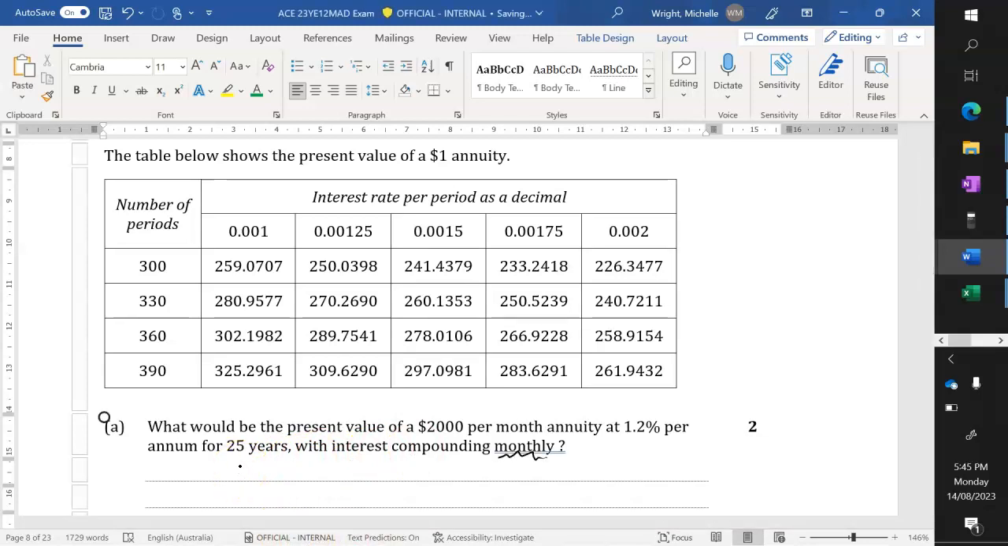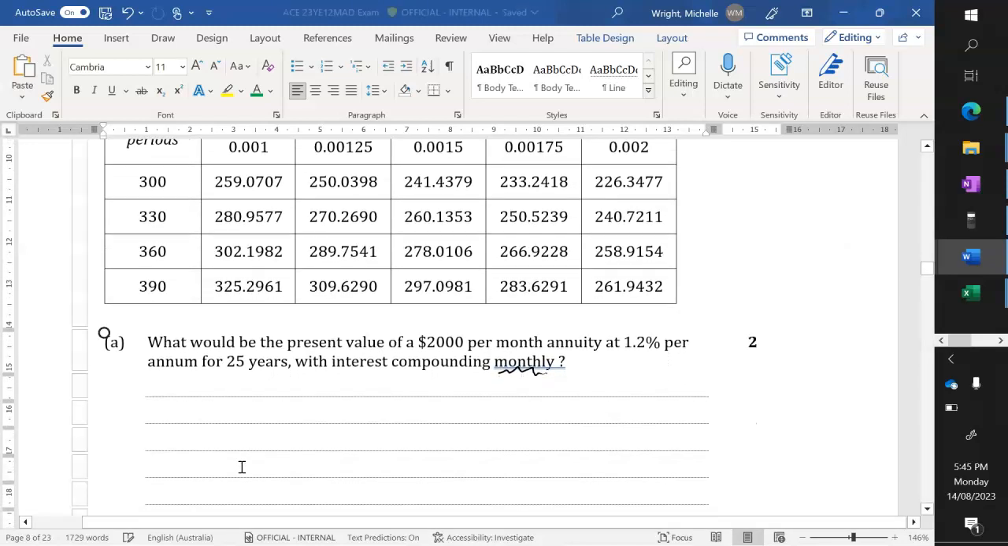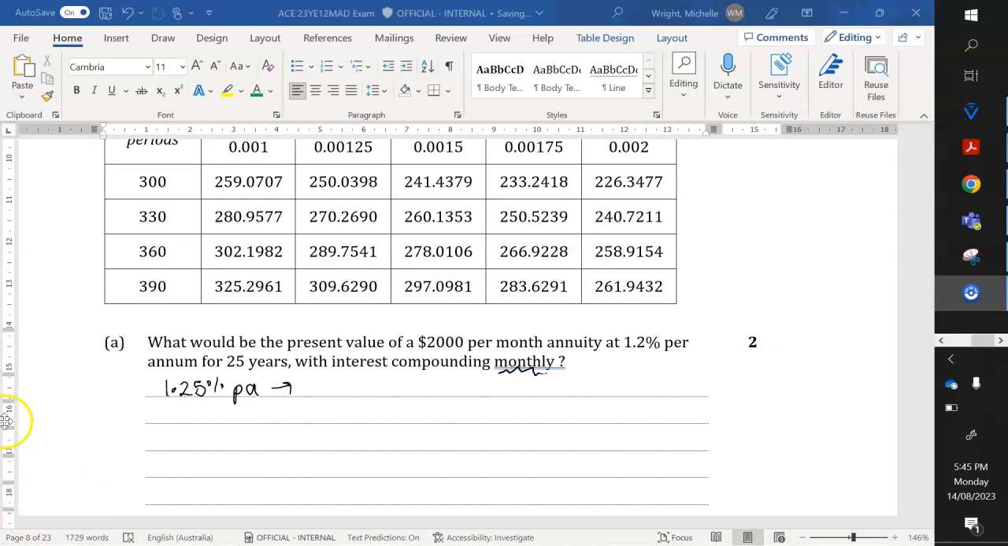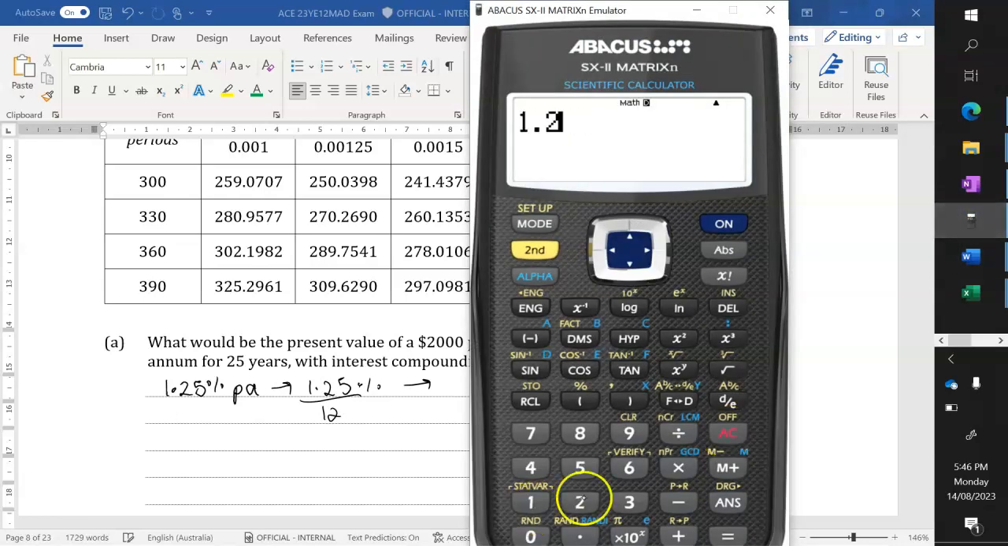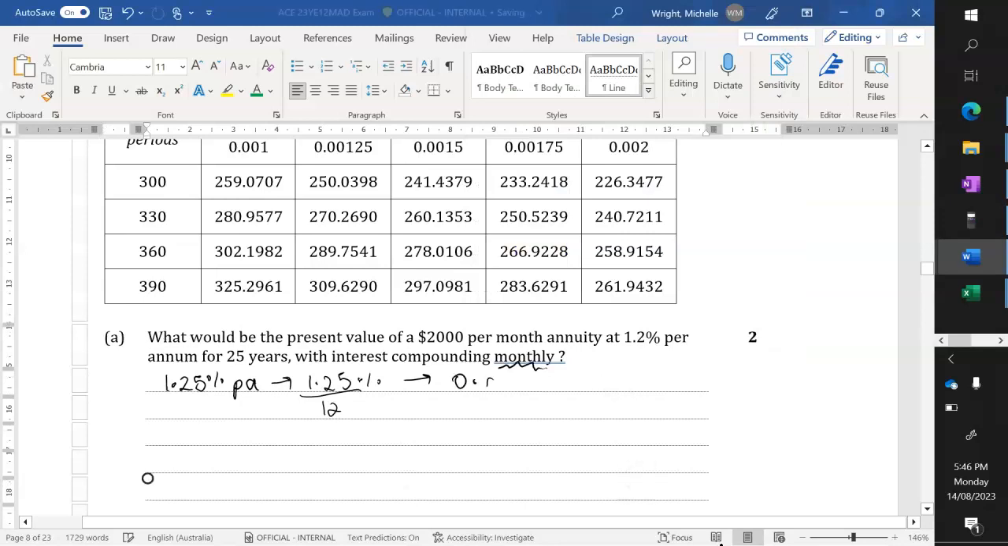It's monthly. We've got 1.25% per annum. Step one, you needed to get that 1.25% and change that to monthly, so 1.25% divided by 12. I'll just quickly do that up here. There's our value. Let's divide that by 100. What have we got? 0.001. That's the number we want to work with.